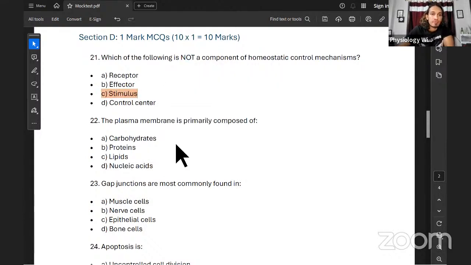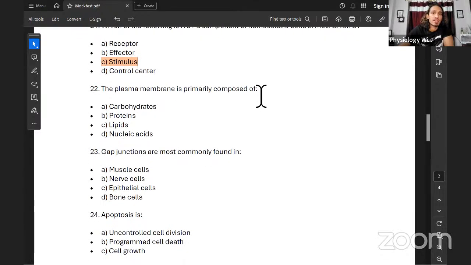Now, the plasma membrane is primarily composed of. So this is a pretty straightforward answer. It's proteins. Around 55% is your proteins, 40 to 44% is your lipids, and less than 4% is your carbohydrate. Okay, so of the lot, the major is your protein content.